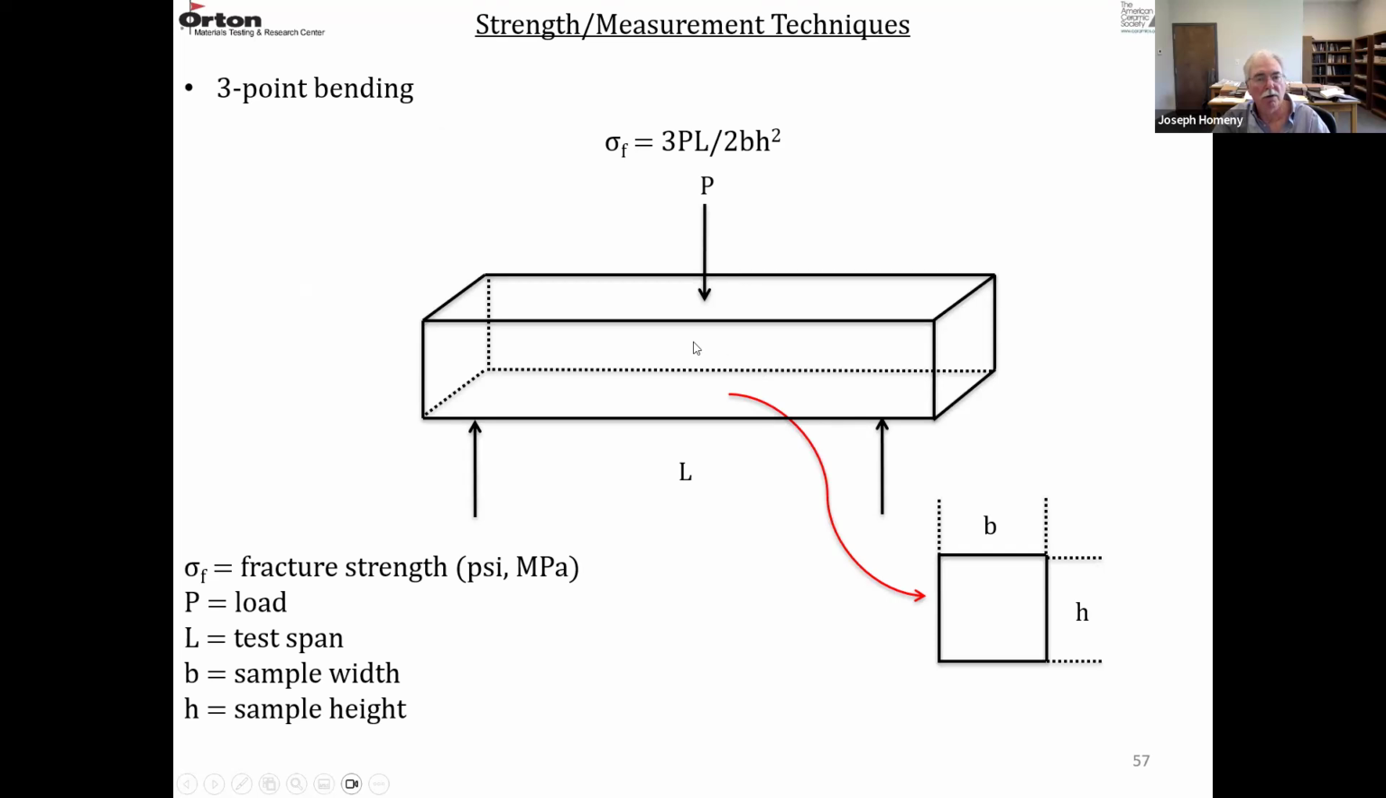So we'll just go over 3 and 4 point bending and finish the lecture today. This is a 3-point bend bar. It's the typical way we measure strength of refractories. We have 2 loading points, or loading edges. They're separated by a distance L, so that's the lower span. There's a loading point at the top where we apply our load P. Sigma F, the fracture strength, equals 3PL divided by 2BH squared. B is the width of the sample, H is the height. So this is loaded until failure takes place.